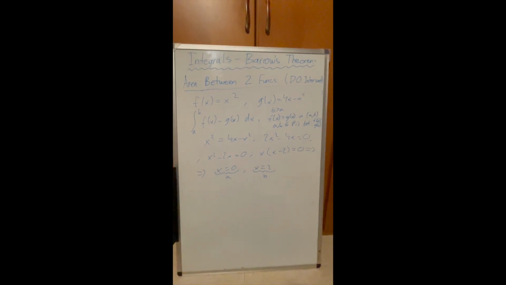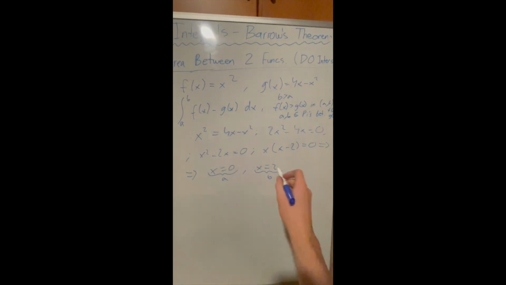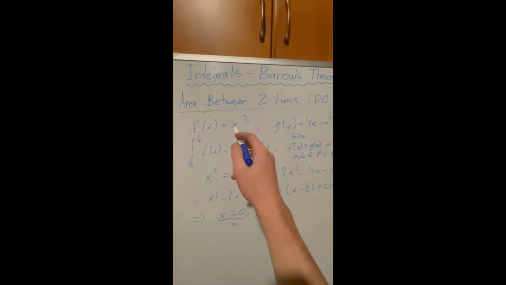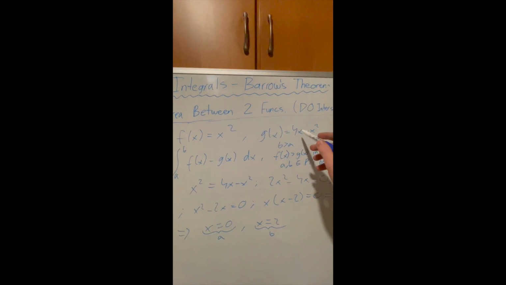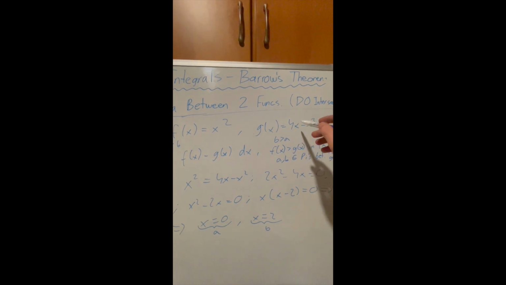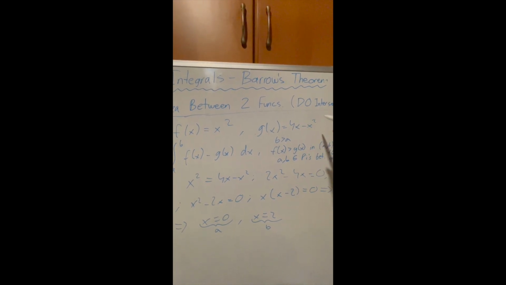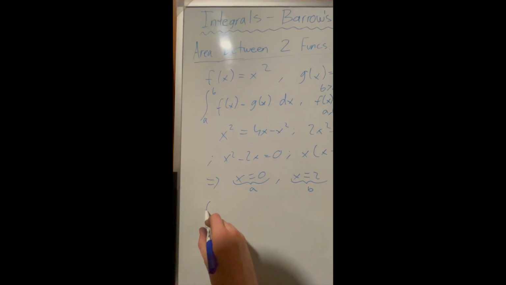Let's just find which function is greater between these points. We have to find a point in between these, so let's just take 1. For f of x, 1 squared is 1. And for g of x, 4 times 1 minus 1 squared. So 4 times 1, which is 4, minus 1 squared, which is 1. 4 minus 1 is 3. So in this case, our g of x is greater. So we have to write that one first.